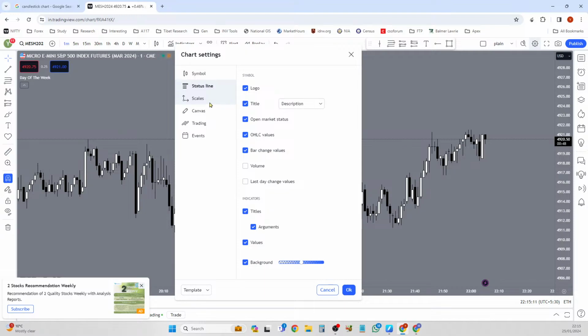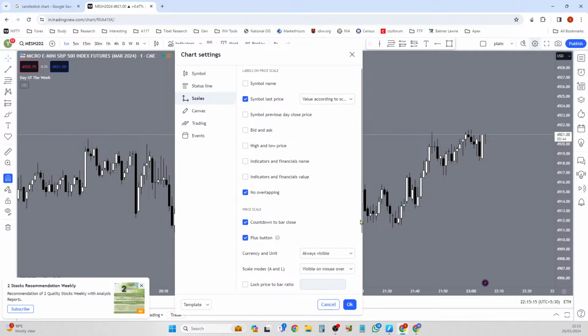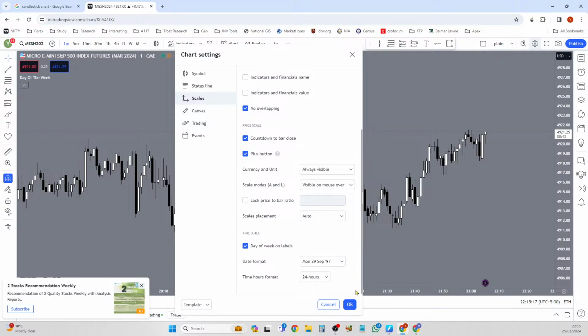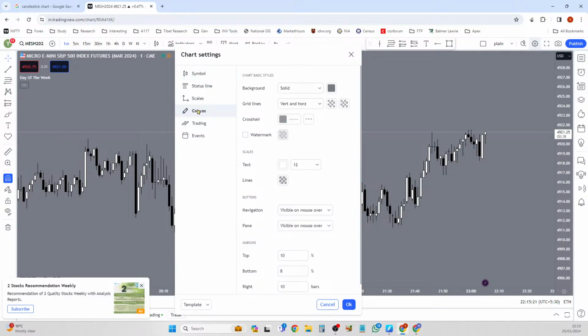Going to the status line, I have made no changes over here. So it's as it is. Even in the scales, I have not done much over here. So there's nothing that I have changed here. On the canvas, I have changed the background color to solid gray.